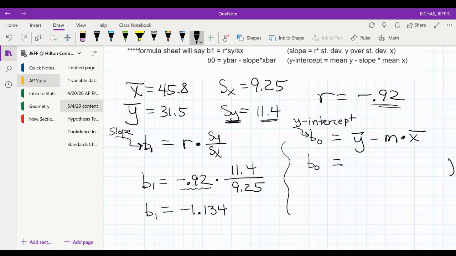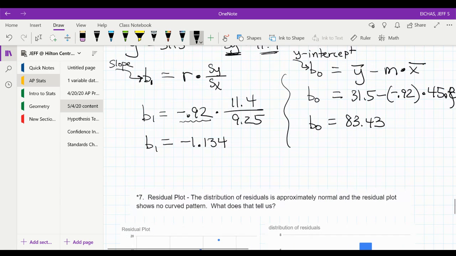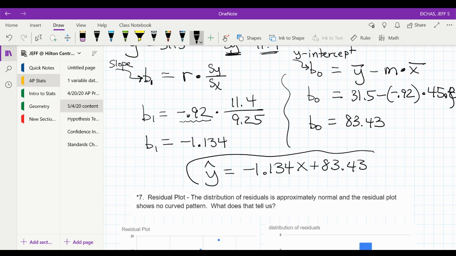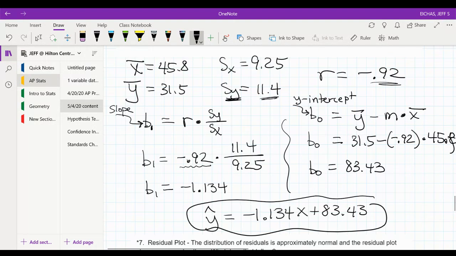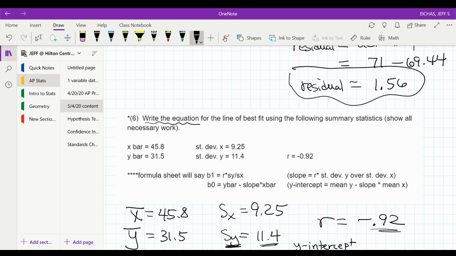All right, y bar is 31.5. Just plug in and then let the calculator do all the work. Careful with the double negative here. Don't want to mess that up. Let's see, B sub 0, I got 83.43. And just put it all together. So y hat, negative 1.134. There it is. I don't think we have to, just show the work.